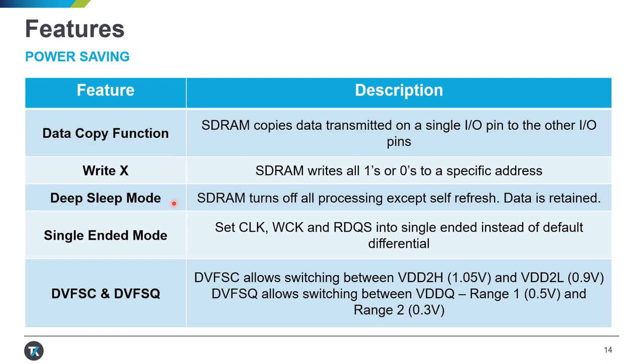We have a DSLIP mode. In this mode, SDRAM will turn off all the processing except for self-refresh. We have a newly defined single-ended mode. In this mode, you have an option to select all the differential clocks and use them as single-ended signals. You also have DVFSC and DVFSQ. DVFSC is dynamic voltage and frequency scaling for core and IO, and allows you to switch between different voltage levels and thereby save power.